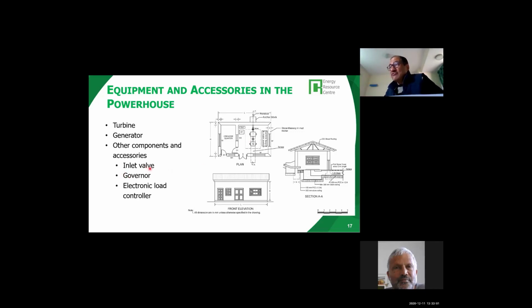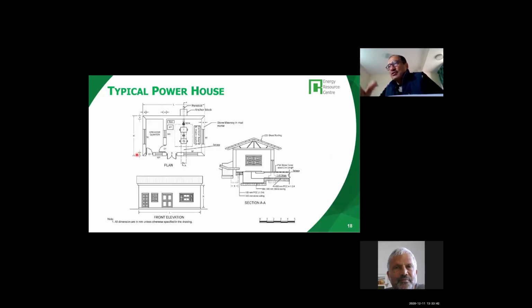The governor controls the flow into the turbines, as I explained in the previous lectures. Then you also need the electronic load controller, and there should be enough space for that. So you make sure that the dimensions of the powerhouse are such that the turbine generators and other components and accessories easily fit into the space provided. There are standard dimensions for this which you can follow.